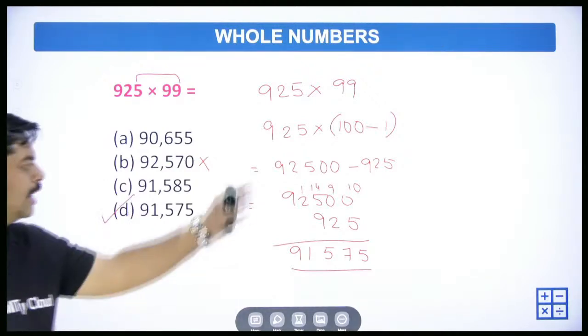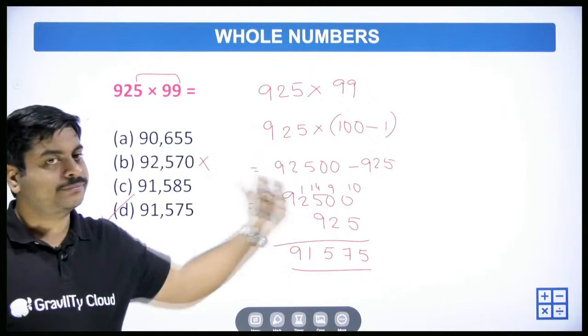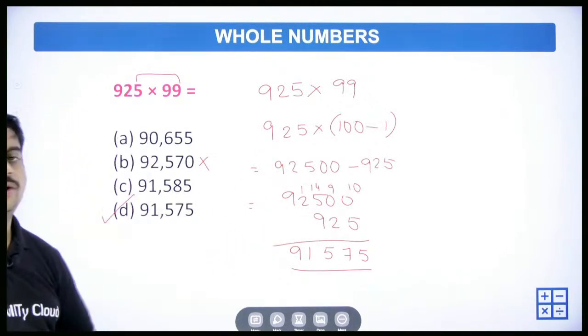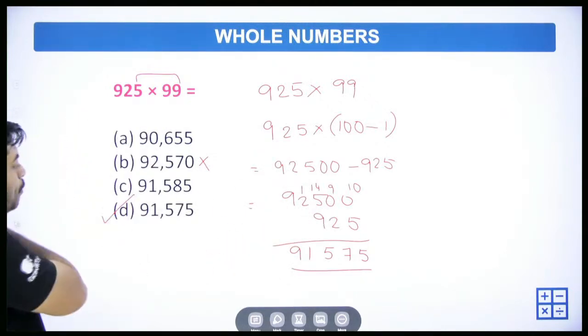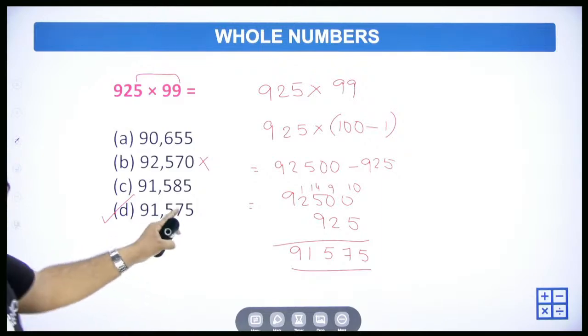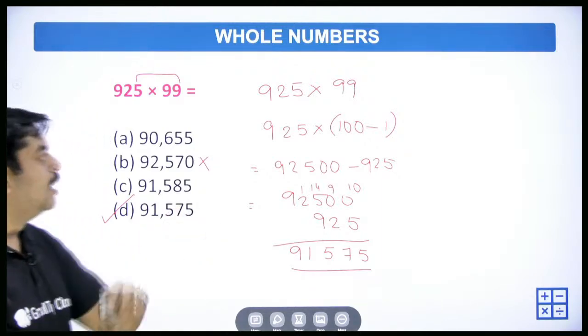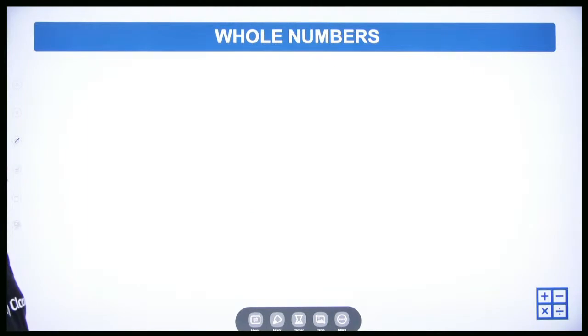91575. Once again, please cross check if there is any calculation mistake here. Just try to give the correct option accordingly. Okay, so that will give you option D as the correct answer, 91,575. Right. So let's move to the next question.